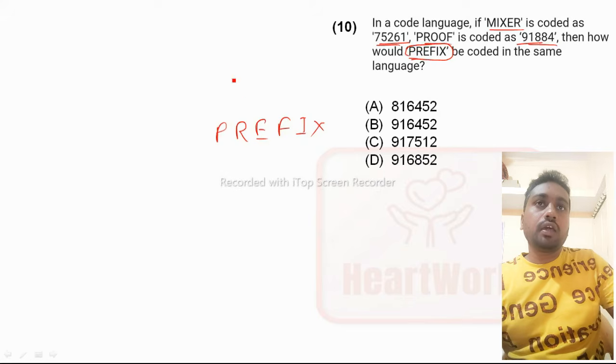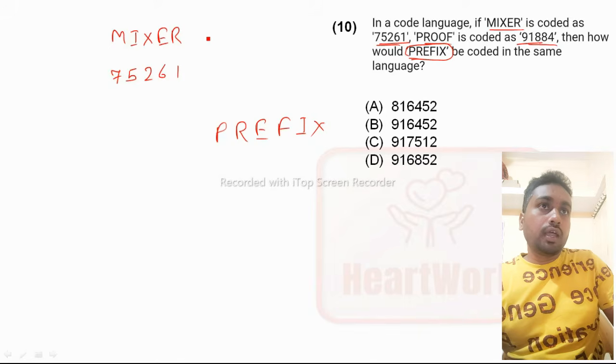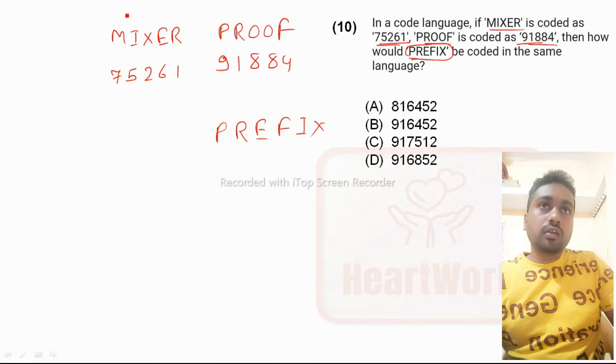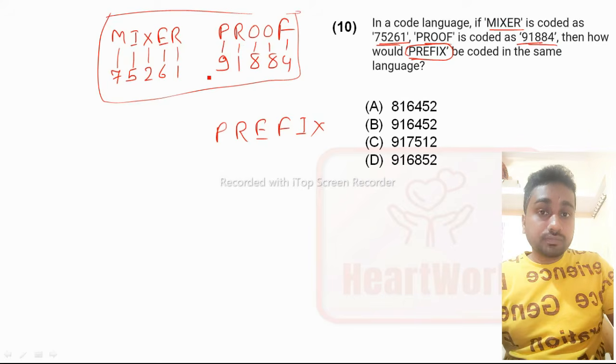You need to find it. And here in the question, MIXER is written as 75261, and for PROF it is 91884. So here the code is already given in the question for the respective letters. For M it is 7, I it is 5, X it is 2, E it is 6, R it is 1, P 9, R 1, O 8, 8, and so for F. Like that the respective code is already given. You just have to find it from the question.